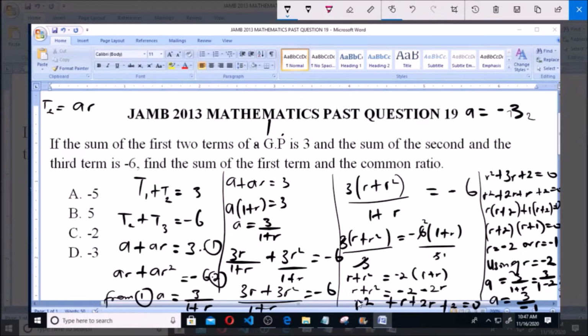Now the question says to find the sum of the first term and the common ratio. Since we used r is equal to minus 2, a plus r will be equal to minus 3 plus minus 2, and that is equal to minus 3 minus 2, which is equal to minus 5. So minus 5 is the answer to this question, and that is option A.